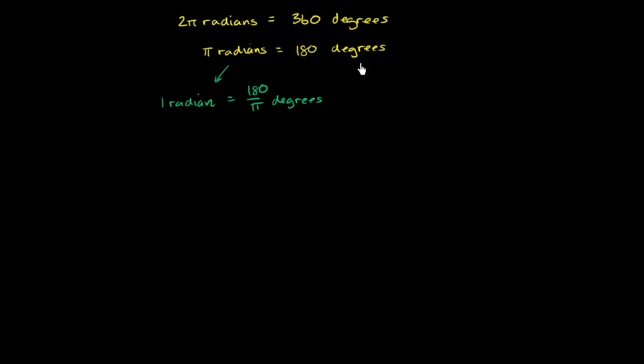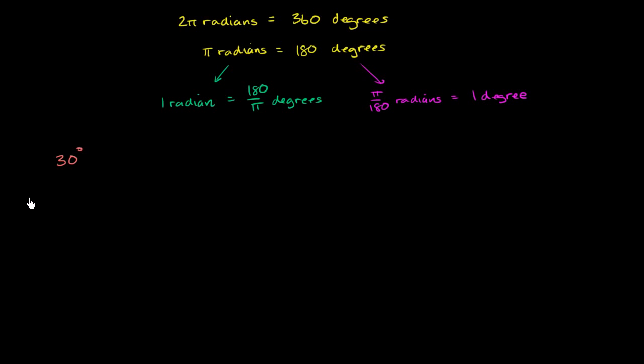And if you wanted to figure out how many radians there are per degree, you could divide both sides by 180. So you'd get pi over 180 radians is equal to 1 degree. So now I think we are ready to start converting. So let's convert 30 degrees to radians.